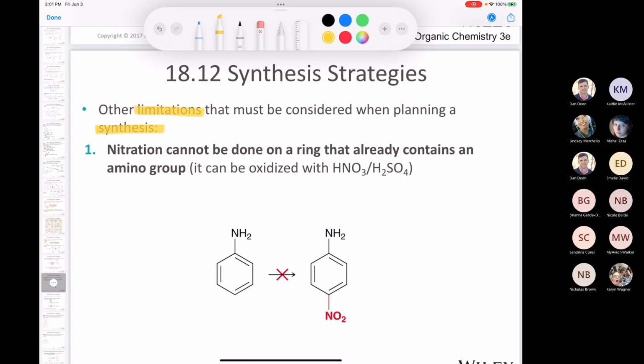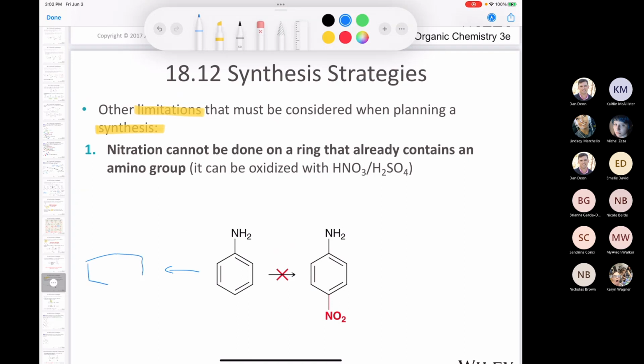If you try to do a nitration reaction on some kind of ring that already contains an amino group, it doesn't work. Okay, you can't do that. The reason why is that the amine can be oxidized by the nitric acid and sulfuric acid. There is a workaround for that where you can protect the amine. You can actually convert it into an amide.